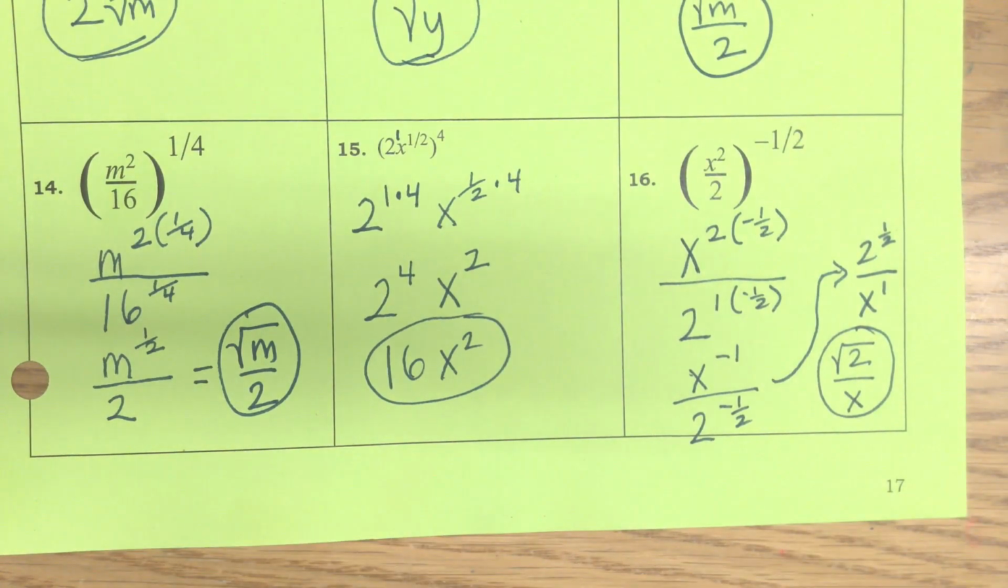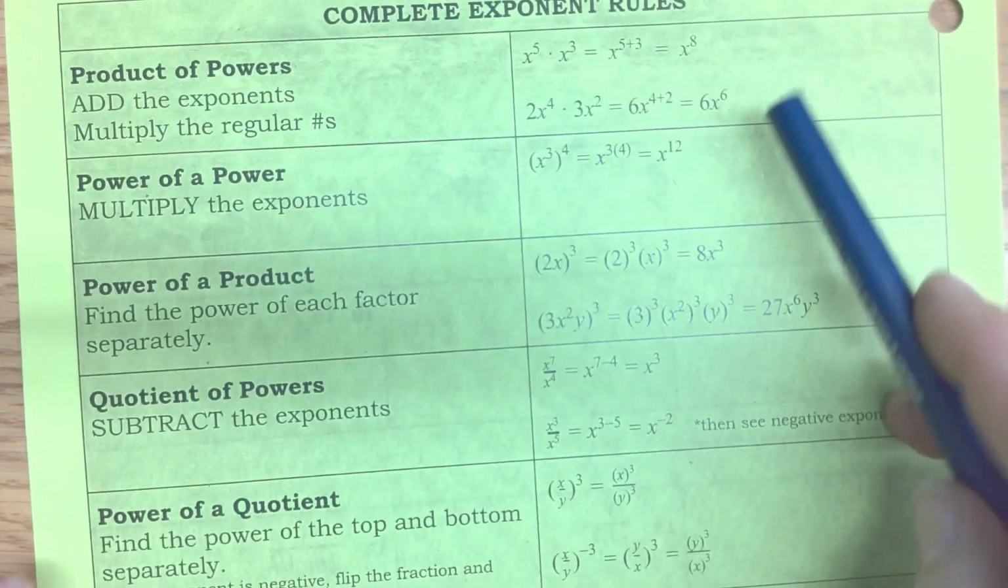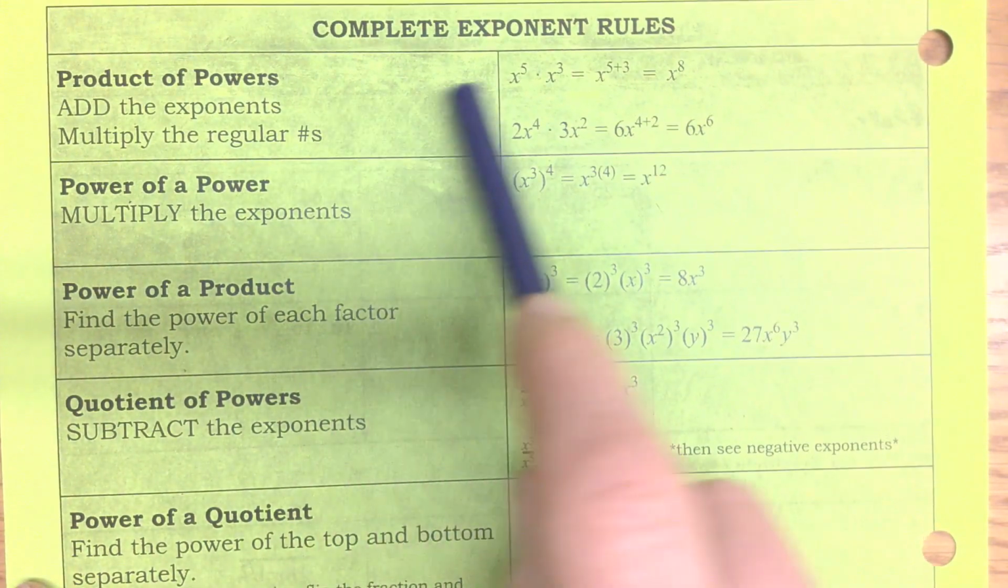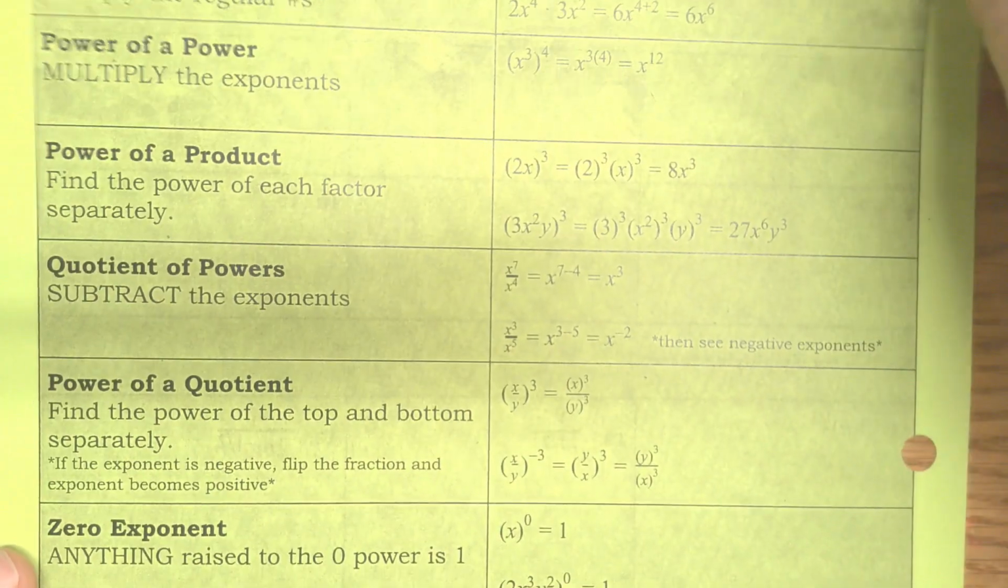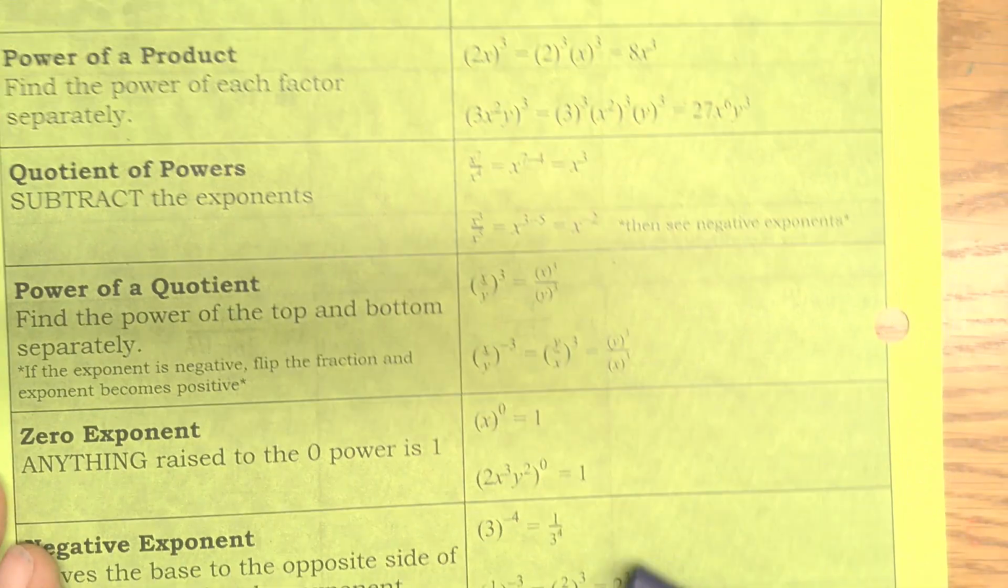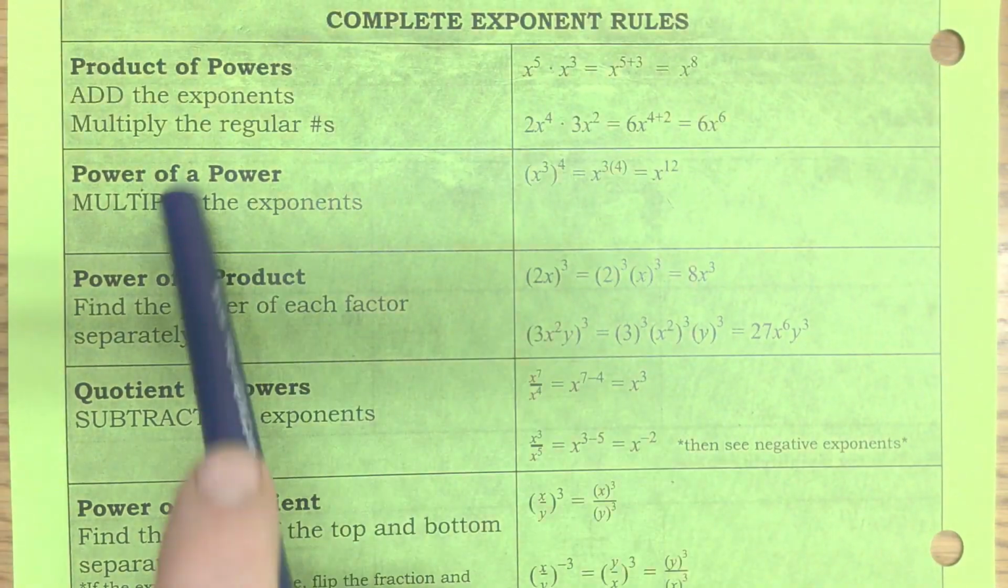So take your time when you're going through these. Flip it over and just kind of go through the back. These are your complete exponent rules. This just goes through every rule that we've talked about. All of the powers, all of the things with negatives. So when you're working, you can refer back to this sheet at any time.